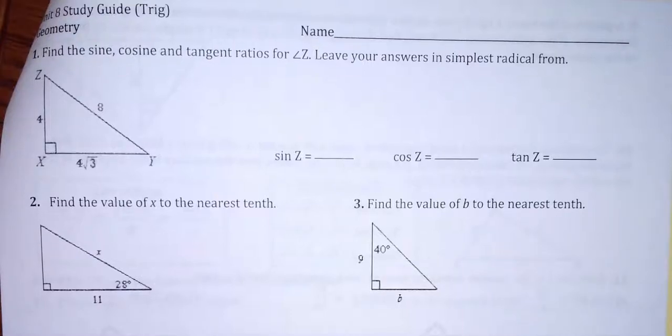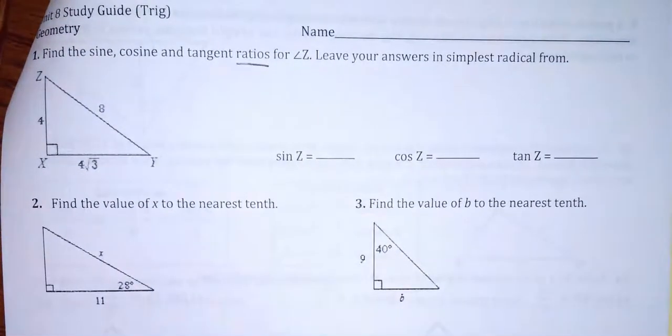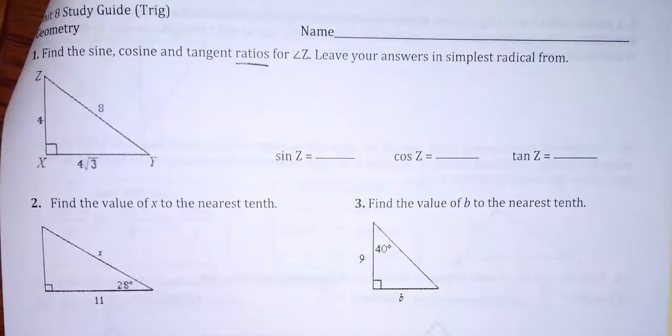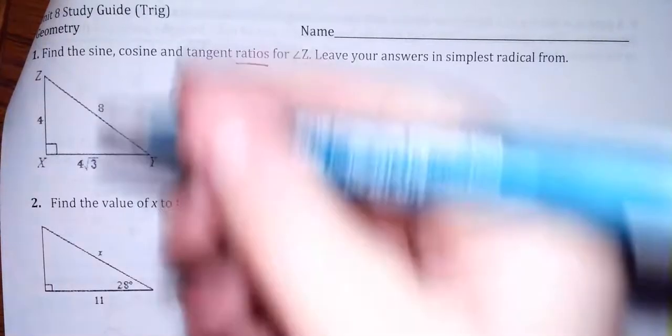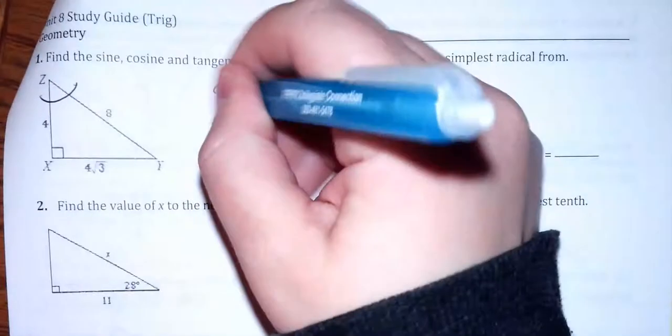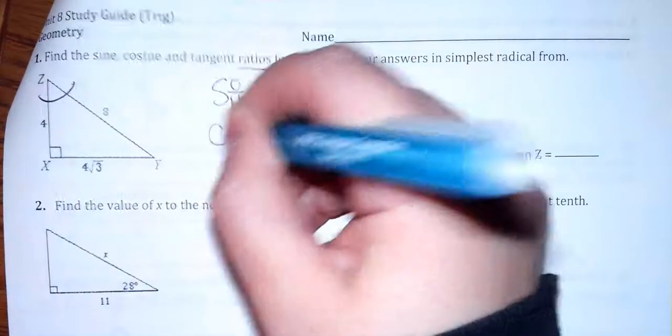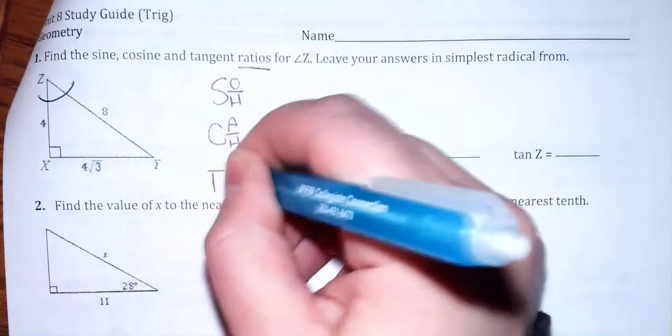All right, for this first question, it says find sine, cosine, and tangent ratios for angle z. So the word ratio just means fraction. So we don't actually want to find the angle measure for angle z. We just want to set up our SOHCAHTOA. So just to remind you, sine is opposite over hypotenuse, cosine is adjacent over hypotenuse, and tangent is opposite over adjacent.